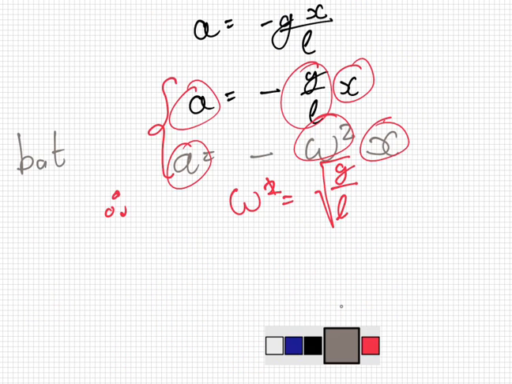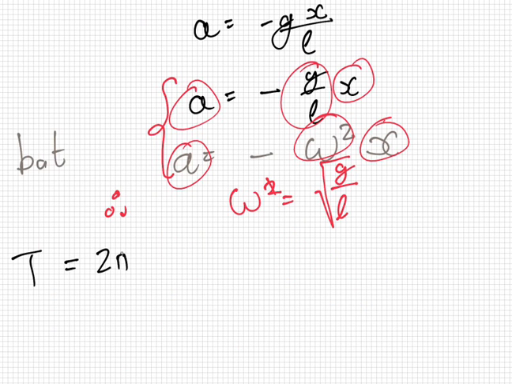Okay, nearly finished. What's the formula for time? 2 pi over omega. So that means T equals 2 pi root L over g.